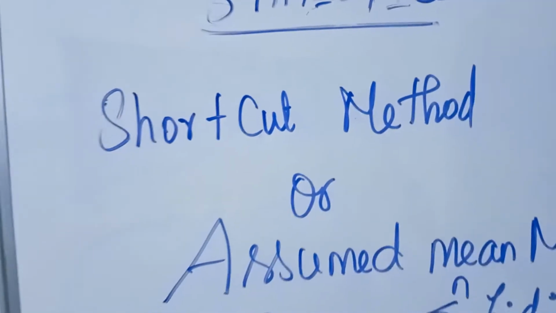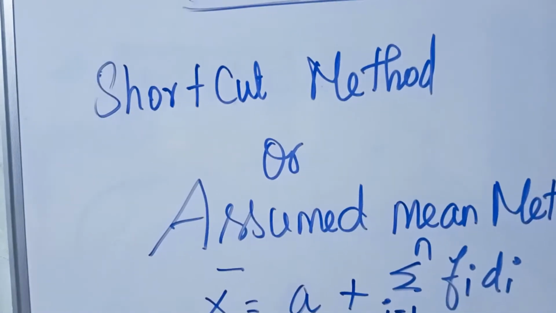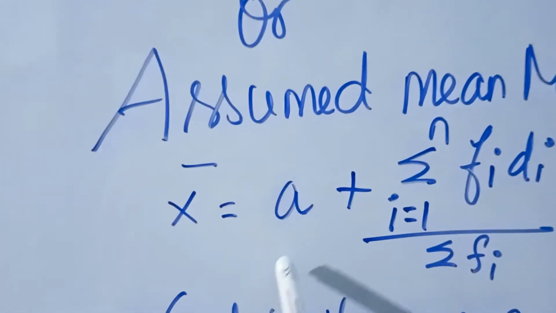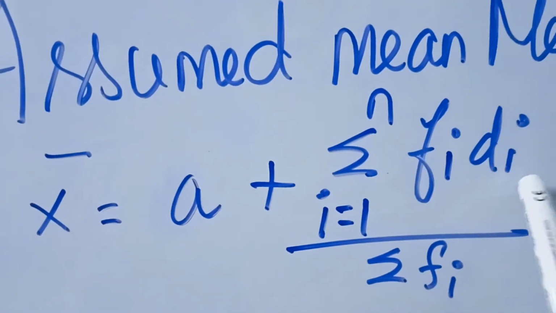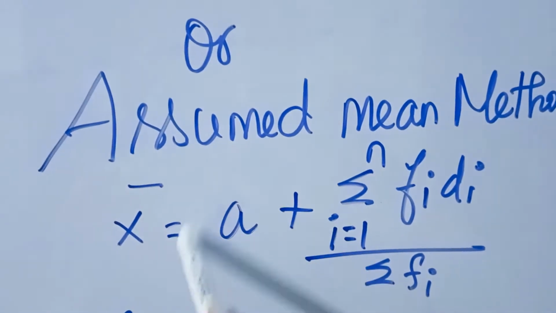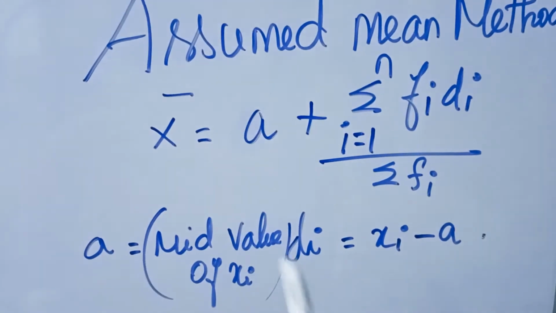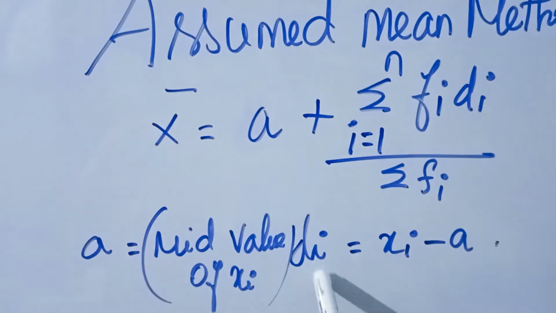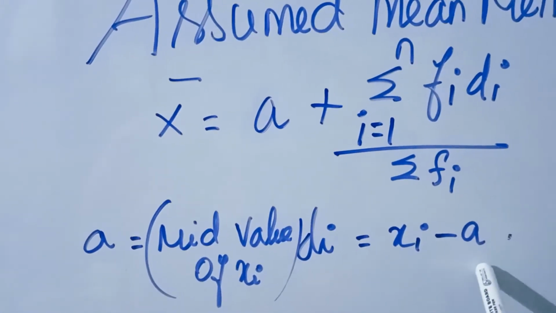Next method, the shortcut method or assumed mean method. The formula for the shortcut method: x bar is equal to a plus sigma, i equal to 1 to n, fi di divided by sigma fi. What is the a value? The middle value of xi. You have to take the middle value from xi, that is a. And di you have to find by subtracting: xi minus a.